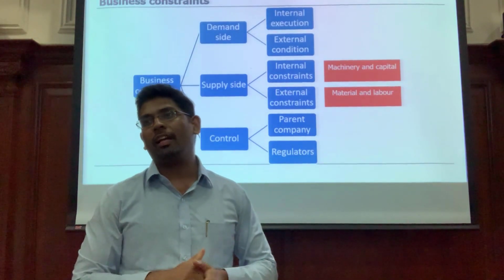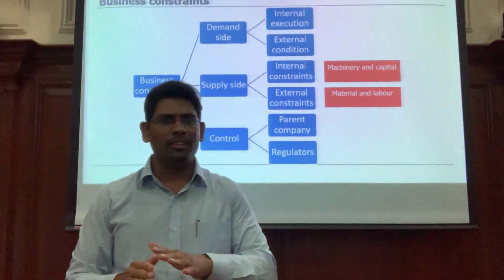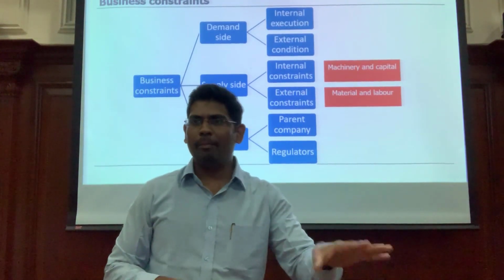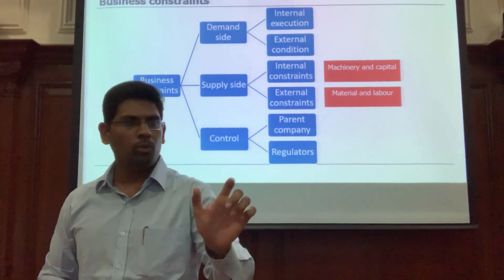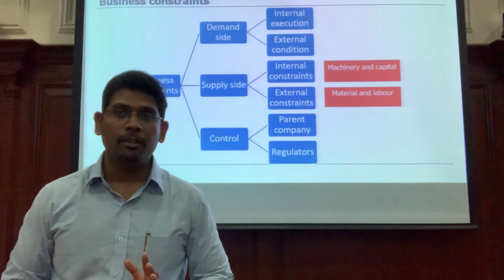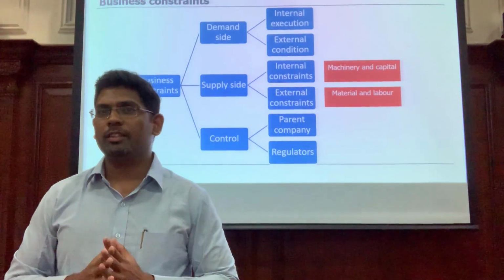Or one more issue that can happen is regulations. Regulator may say, this is it. You're not supposed to do beyond this. I'm giving you a regulatory constraint on how much you can do. You're not supposed to do beyond this. Right? These all can be our constraints.